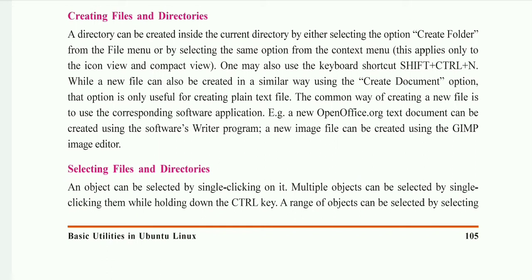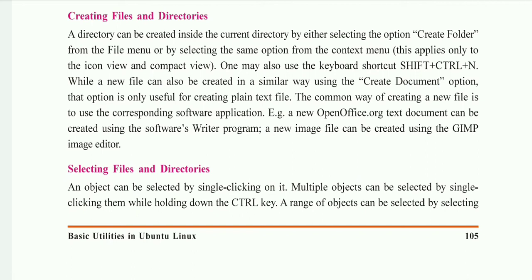So if multiple files are not at contiguous positions, meaning they are not stored together, but one is at the first position, one is at the third position, one is at the seventh position, suppose the files are like that. Then first you have to select the first icon by simple clicking. Then you hold down the control key and select the rest of the files. Then multiple objects will be selected.